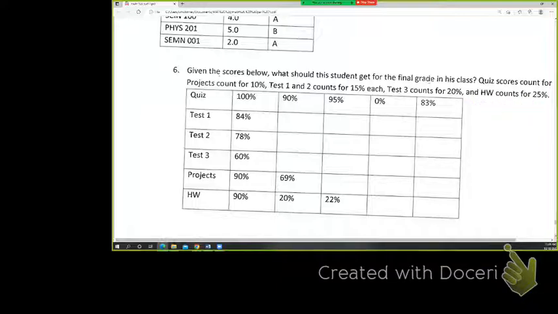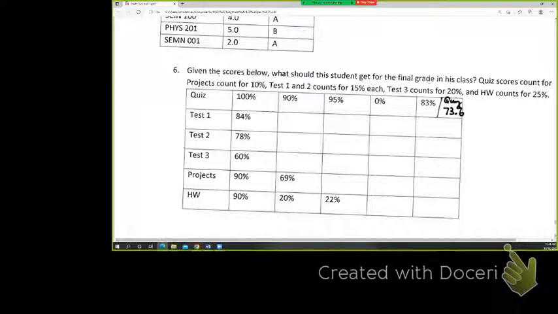Okay, so to find the quiz grade, add the 100, 90, 95, 0, and 83. It obviously doesn't matter if you add the 0 or not, because it doesn't add to it. But you do need to divide by 5 scores. 73.6. Okay, so good. So then our quiz average is 73.6. So anything that has more than one score, we need to get an average before we use the percentages up at the top for the weighting.